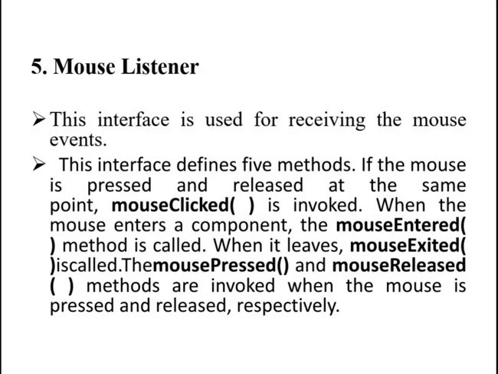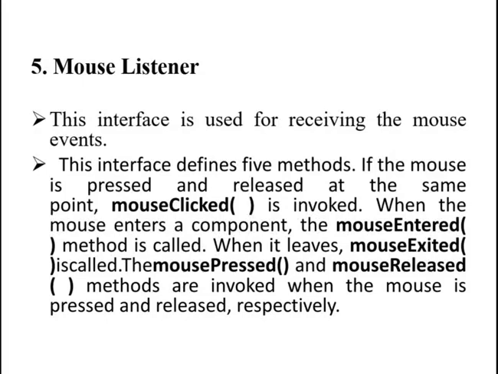The next topic is MouseListener. This interface is used for receiving the mouse events. This interface defines five methods that are mouseClicked, mouseEntered, mouseExited, mousePressed and mouseReleased. First one is mouse click: the user clicks the mouse. Next one is mouse drag: the user drags the mouse. Next one is mouse enter: the mouse enters a component. The next one is mouse exited: the mouse exited from the component.